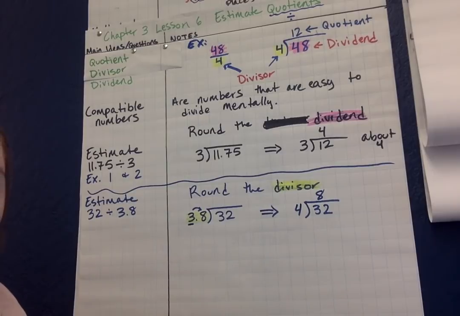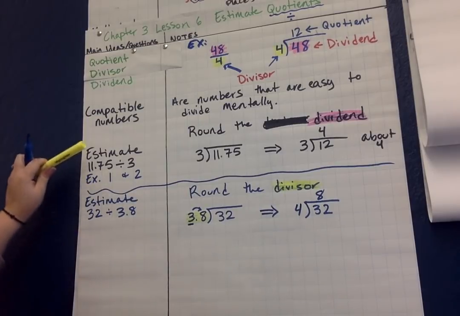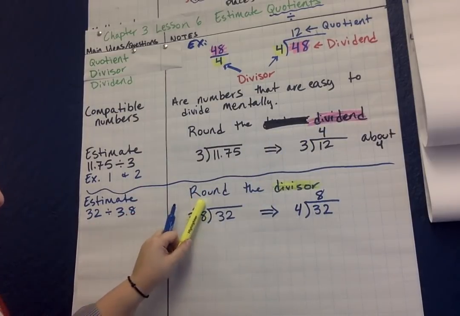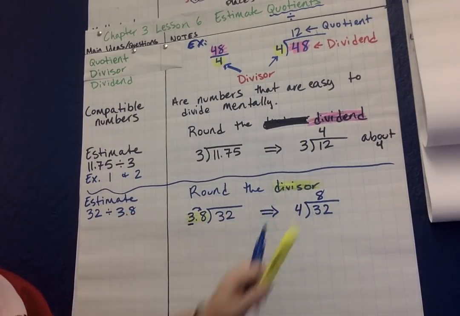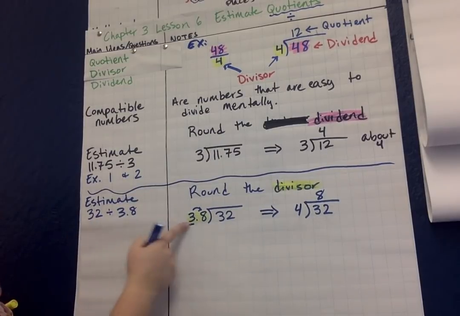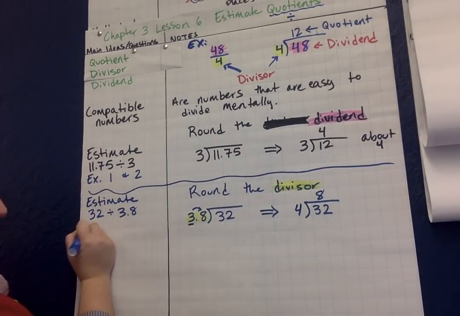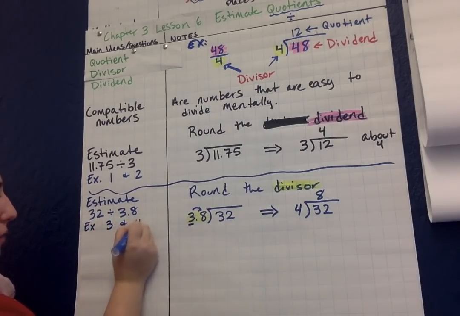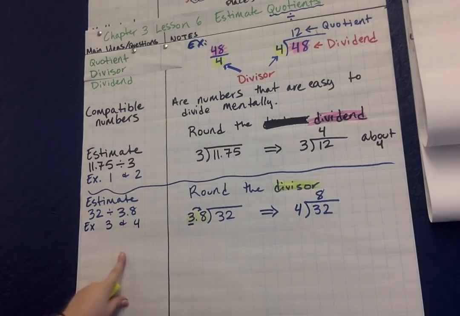All right. So now we've done an example of rounding the dividend, and we've done an example of rounding the divisor. So in your math book, you can get more practice rounding the divisor problems, the example problems 3 and 4. Okay, so this is in lesson 6.